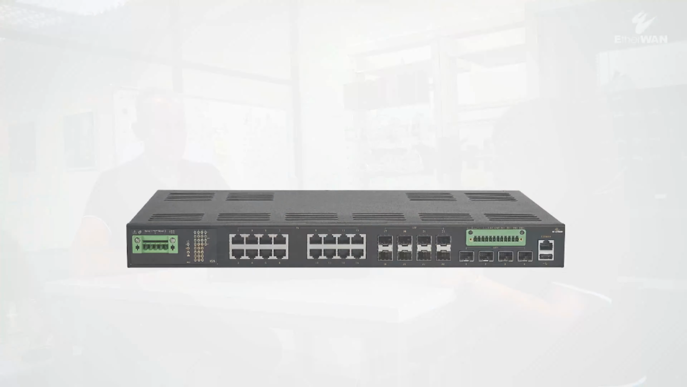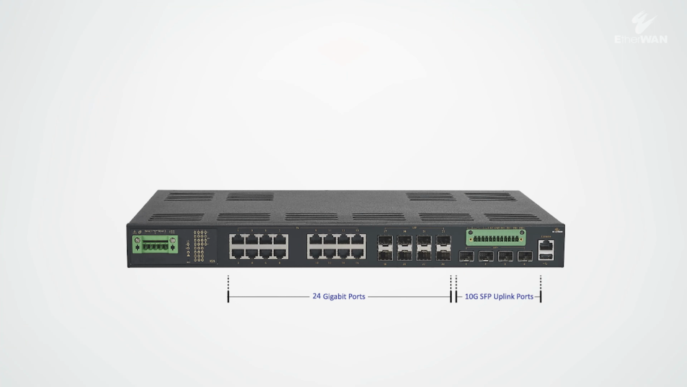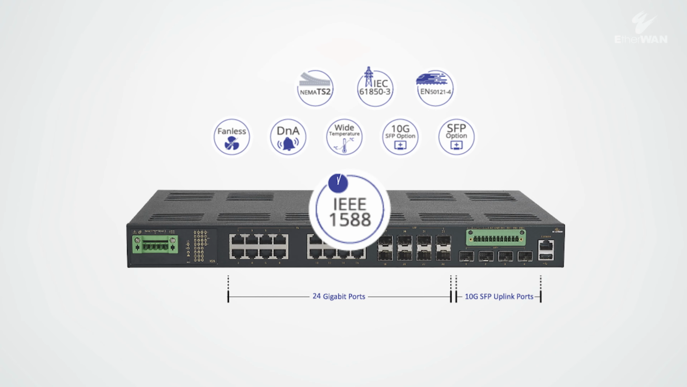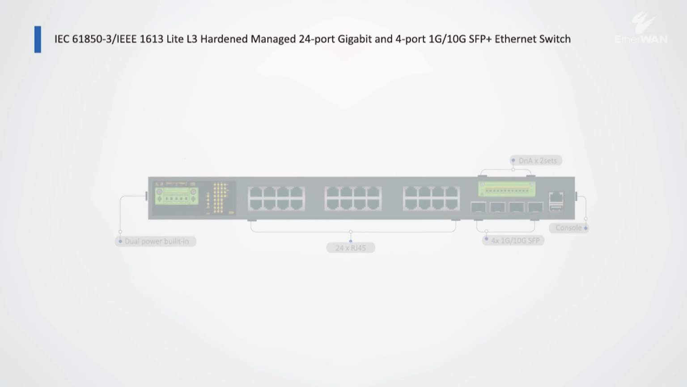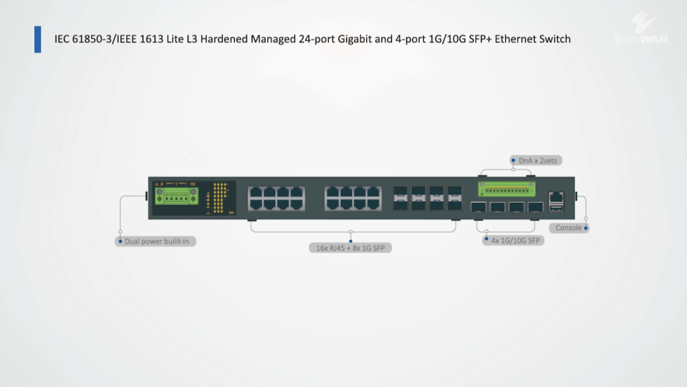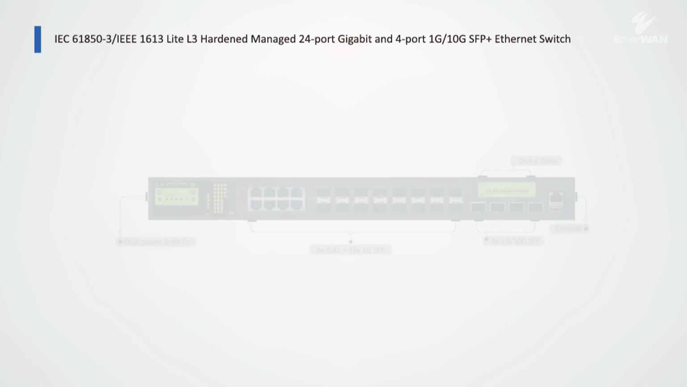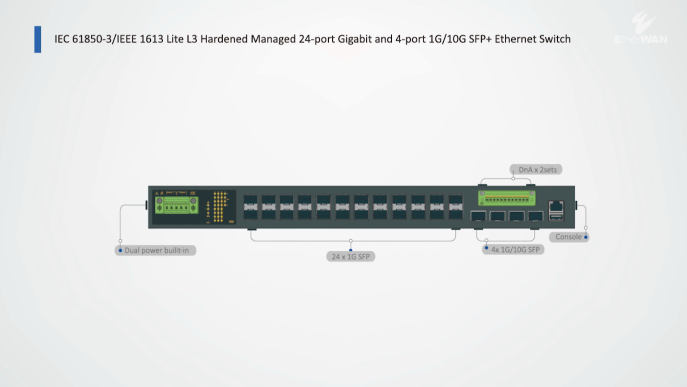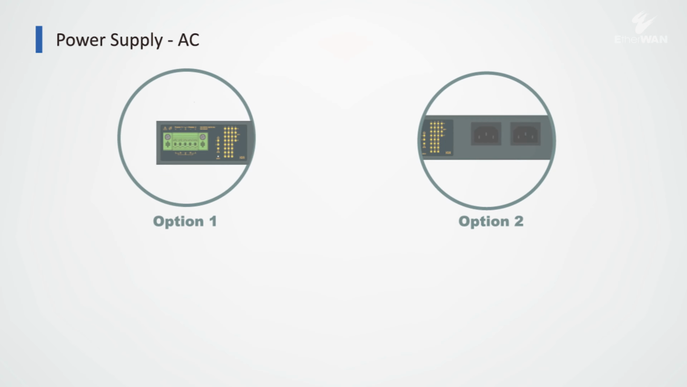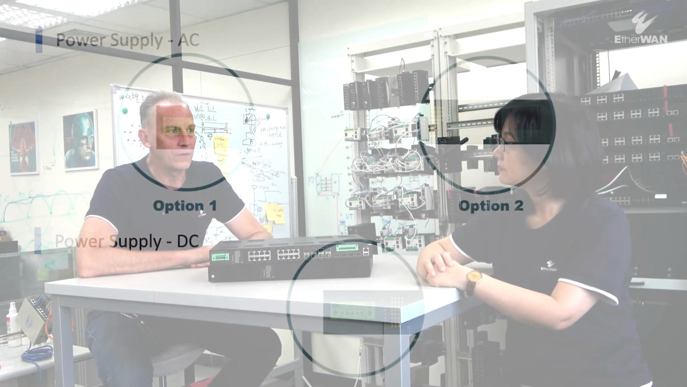Now let's discuss the IG5 rack. It has 24 gigabit ports, including four uplink SFP ports with 10G maximum. And every port supports IEEE 1588. Indeed. And you can have different combinations in these 24 gigabit ports, like all 24 RJ45, 16 RJ45 and 8 SFP, 8 RJ45 and 16 SFP, or, and check this out, 24 SFP ports. Wow. So both AC and DC built-in power solutions are available.